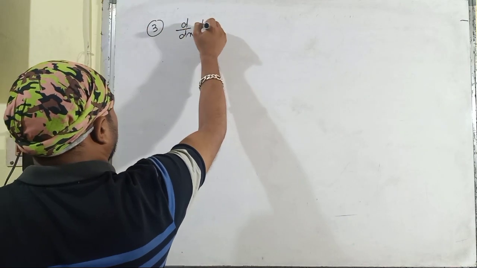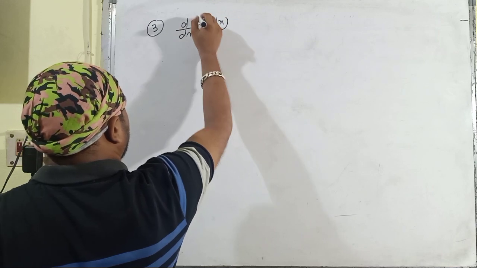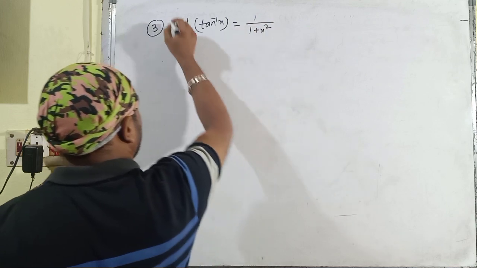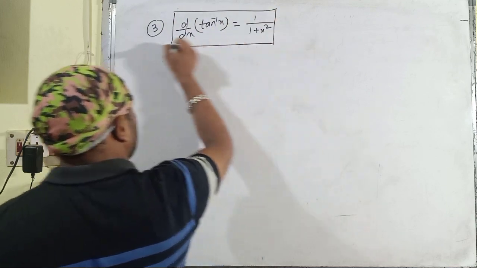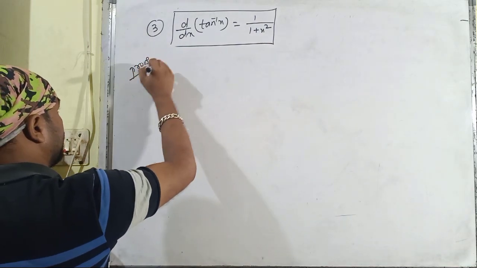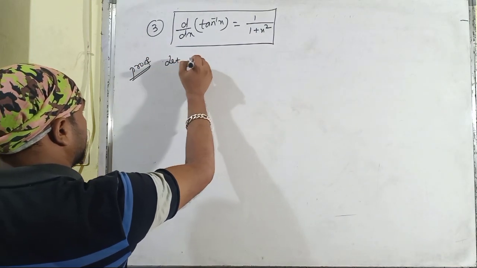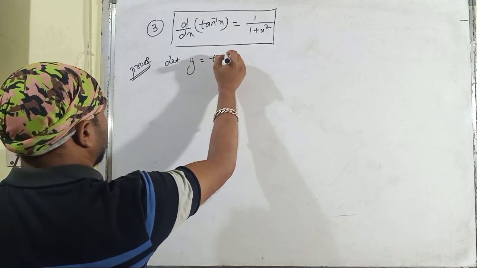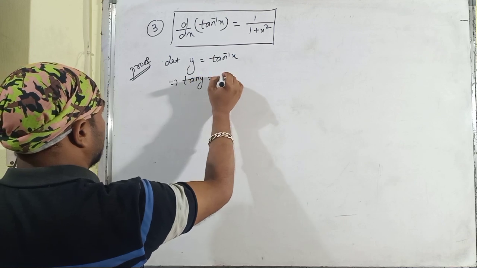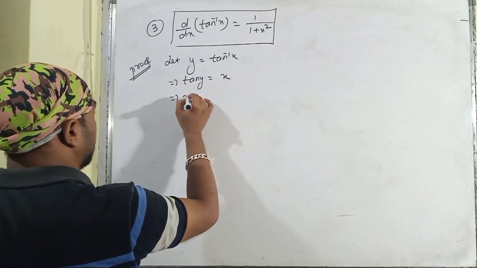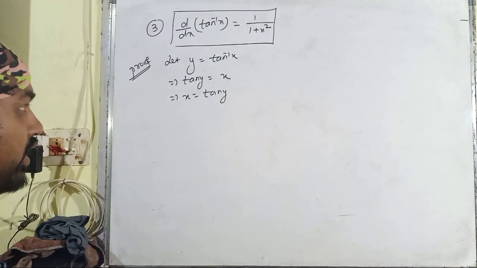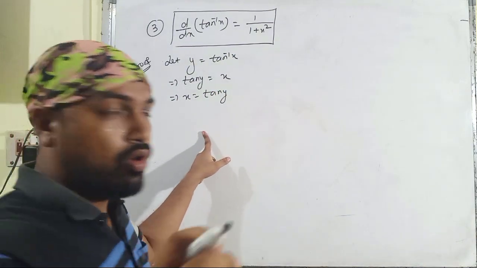Differentiation of tan inverse x is 1 upon 1 plus x square. Let y equal tan inverse x, that implies tan y is equal to x, that implies x is equal to tan y. Now we have to differentiate both sides with respect to y only.